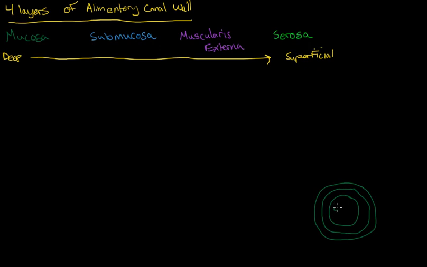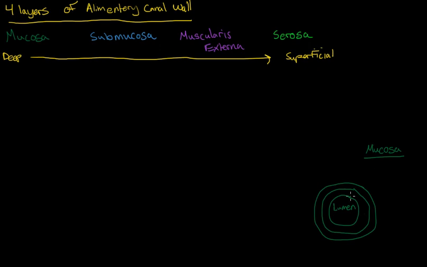So first off, this is the lumen of the alimentary canal, and the mucosa is going to be a mucosal membrane. Remember that those normally line the inside of hollow organs. So we're going to have epithelium.